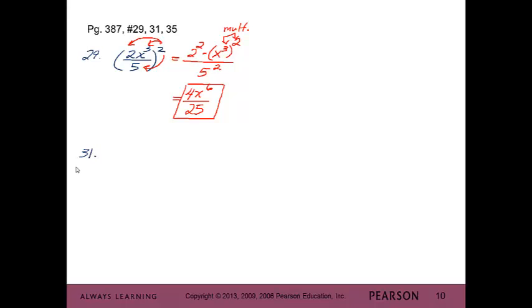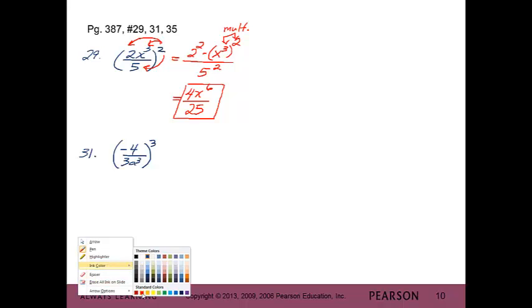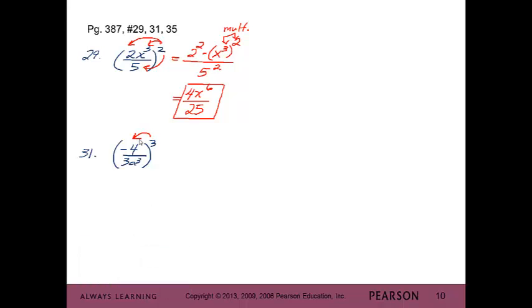Number 31, we have negative 4 divided by 3a to the third power, all raised to the third power. So again, each factor is going to be raised to the third power. That means negative 4 to the third power, 3 to the third power, and then a to the third power raised to the third power. So negative 4 raised to the third power, divided by 3 to the third power, and then a to the third power raised to the third power.